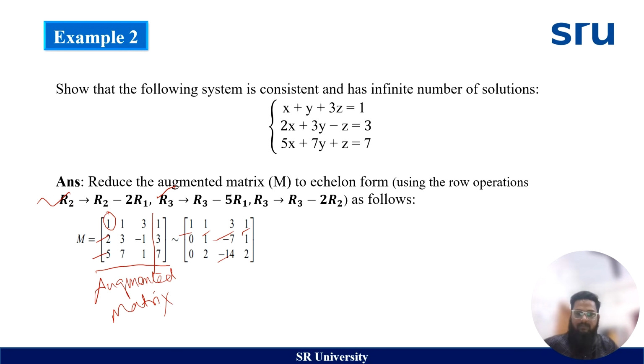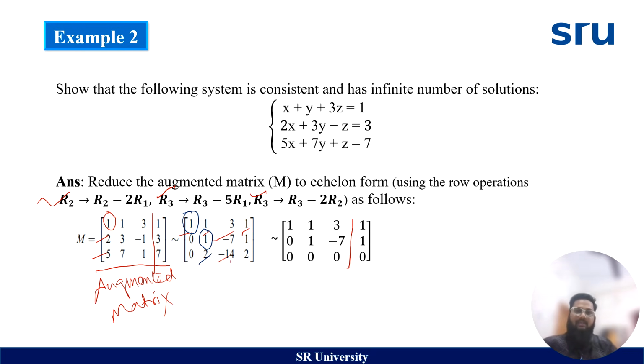Now this is the first pivot, and the elements below are 0. This is the second pivot. We have to make the element below it 0. For that we use the operation row 3 minus 2 row 2. So 2 minus 2 will be 0, so you will get this one. Minus 14 plus 14 you will get 0 here also. 2 minus 2, here also 0. So always put this line.